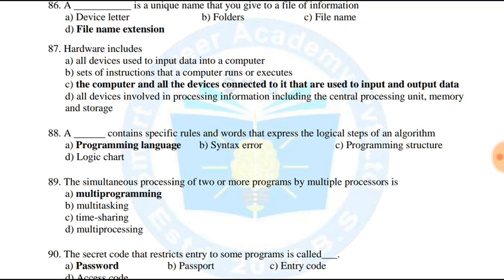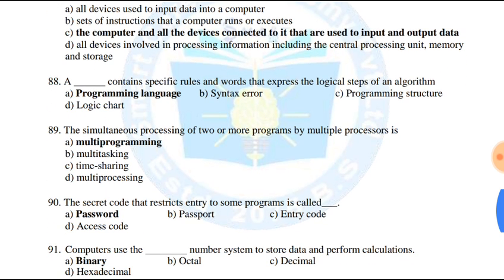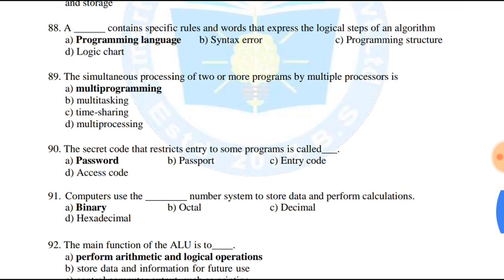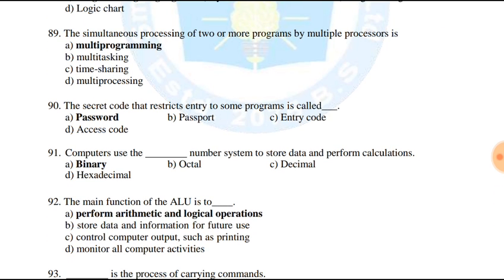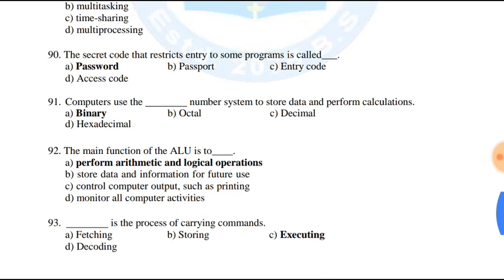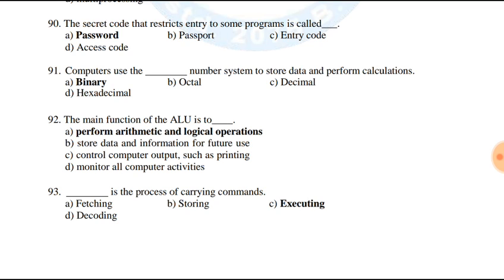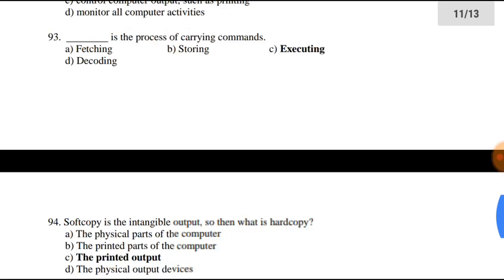The simultaneous processing of two or more programs by multiple processors is multi-programming. The secret code that restricts entry to some program is called password. Computers use the binary number system to store data and perform calculations. The main function of the ALU is to perform arithmetic and logical operations. Dash is the process of carrying commands. Executing is the process of carrying commands.